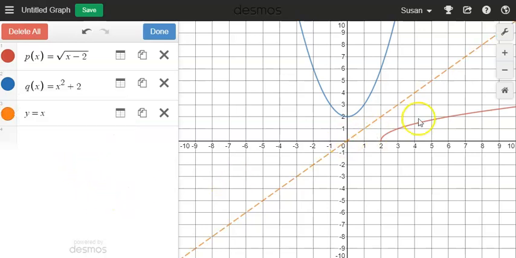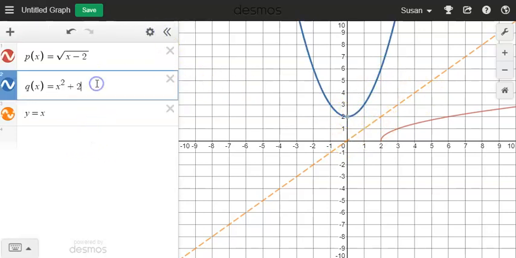And so you'll see that I want this function p of x and q of x to be reflected over that line. So what I really want is just the right side of my parabola here. So let's restrict this domain by typing a domain x greater than or equal to 0.